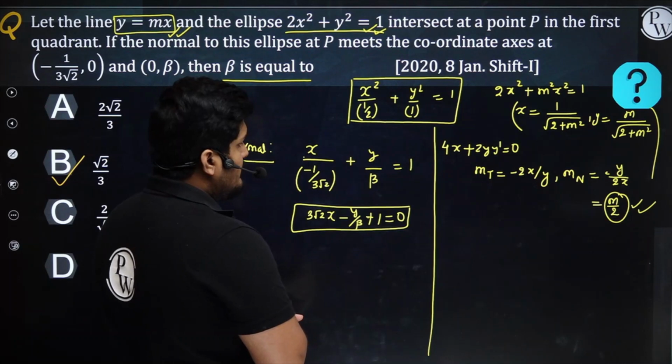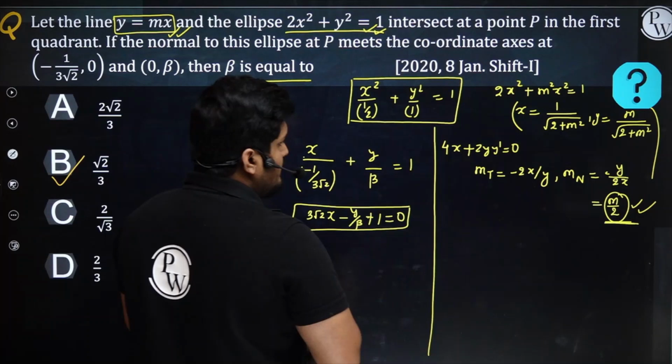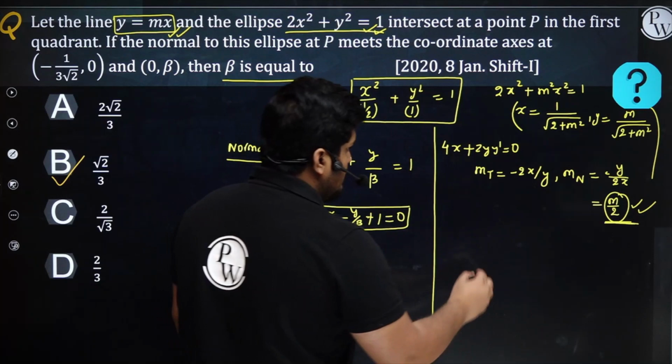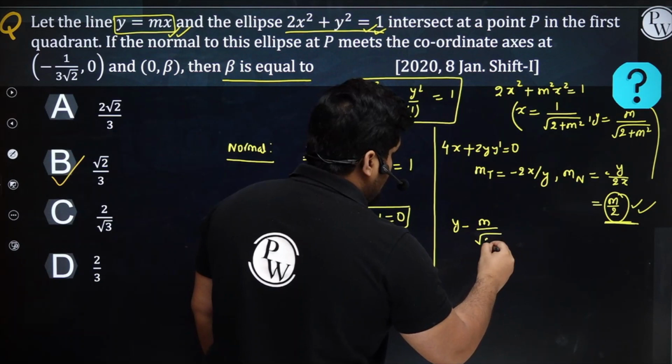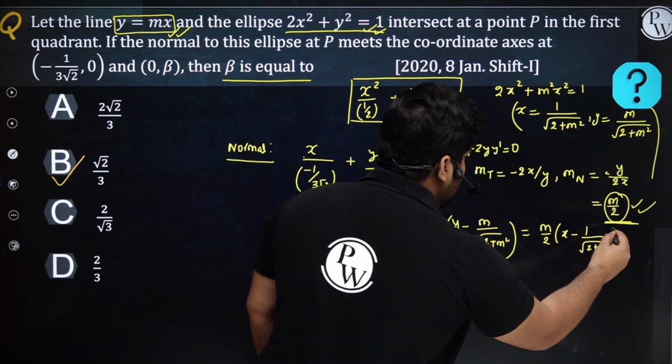So once we have the slope of normal, what we can do now is write the equation of normal. So what is that? y minus y1, where y1 is m upon square root of 2 plus m square, is equal to the slope m by 2 into x minus 1 upon square root of 2 plus m square. This is the equation of normal.